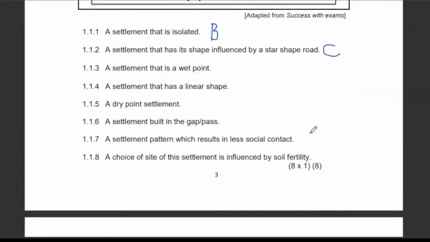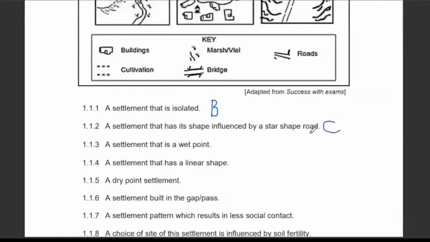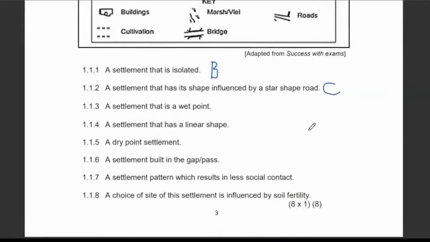Then we go to the next question, question number 1.13. It says, a settlement that is a wet point. A wet point settlement, basically, I will try to quickly explain. A wet point settlement is a settlement that is established for the need to access water. Like we are saying, we are staying in arid regions, for example in the desert, where water is a scarce resource. We establish settlements at a point where we can easily access water. That is a wet point settlement.